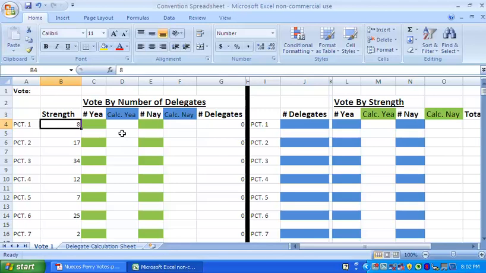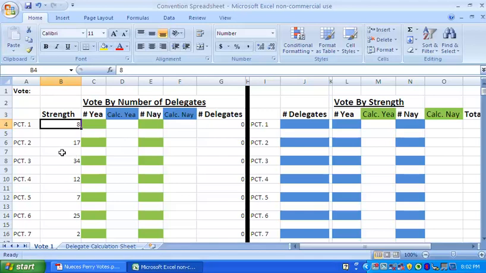actually I should say the convention chair will ask each individual precinct chair to calculate how many yeas, how many nays, and report those numbers. That's probably going to be the most common method of reporting a vote. So in this example, say we come up, this is called vote 1. It could be a vote for anything.